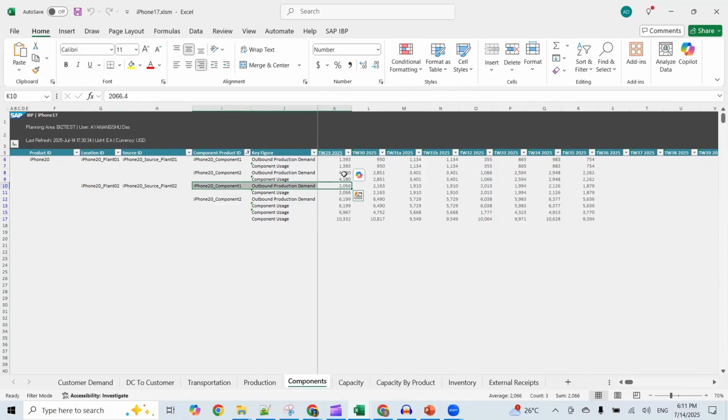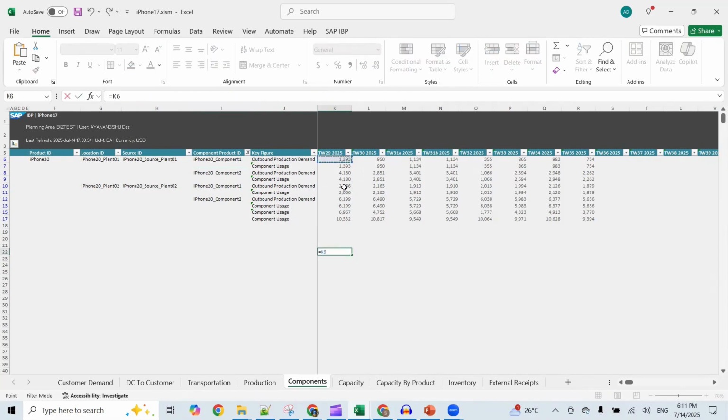Whereas component 2 needs 3 units to produce 1 unit of finished product, right? So if I multiply this by 3, we see that we get 4180. Similarly, if we multiply 2066 by 3, then we get the same number as we get for component 2 manufactured in plant 2. And we see capacity now.